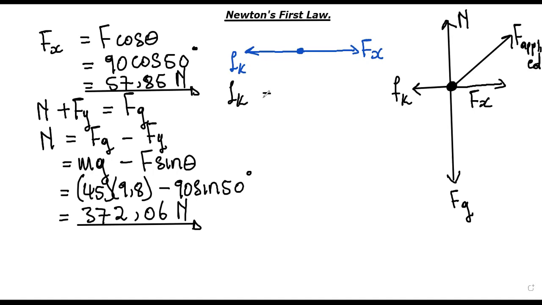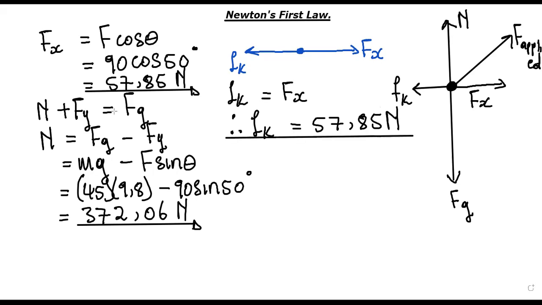So we can safely say the kinetic frictional force is equal to the horizontal component of the applied force. Because in order for the net force to be 0, the forces must be equal in magnitude, but they must be opposite in direction. So this means the magnitude of the kinetic frictional force will just be 57.85 newtons.